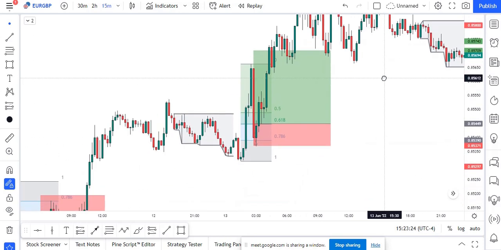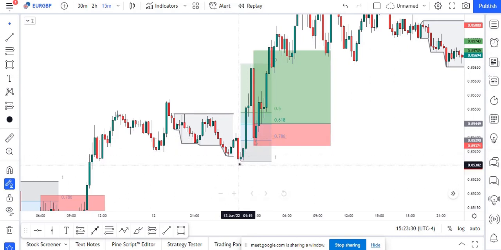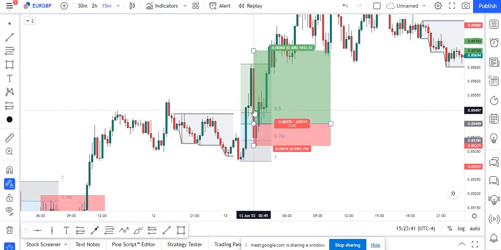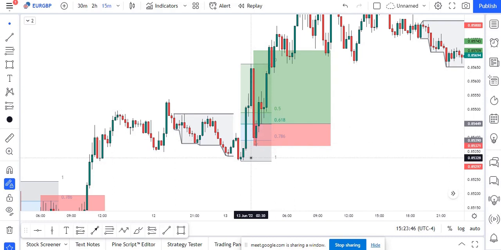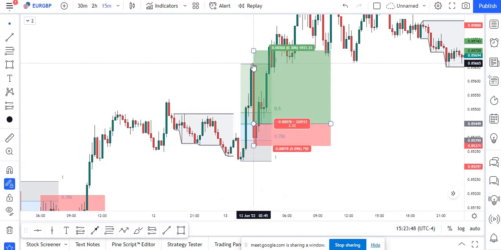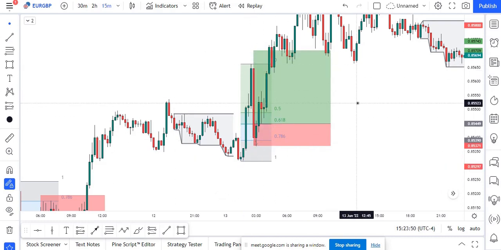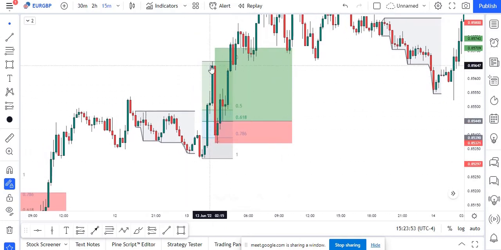So right here, this was the Asian range. We had a clear break to the downside, grabbing this Asian low. This was the last structural high. Price broke that, and as soon as this bullish candle formed, you know that your swing high has been formed. So at this point, you will draw your Fibonacci from low to high.